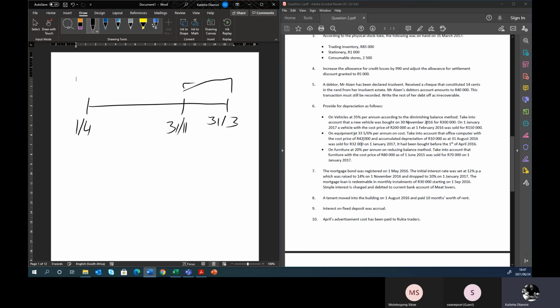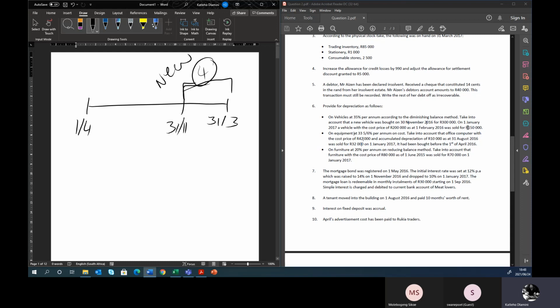How many months till here? December, January. So you don't count November because you bought it at the end of November. So you count from December. So December, January, February, March. That's 4 months. That's the new vehicle, right?